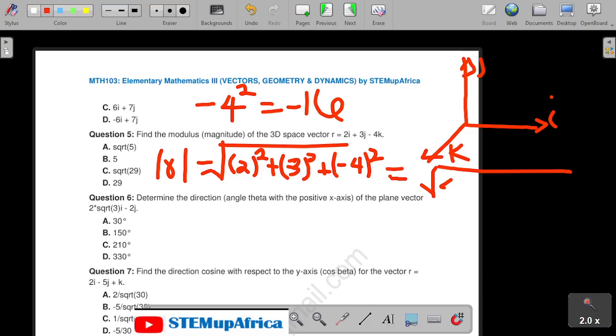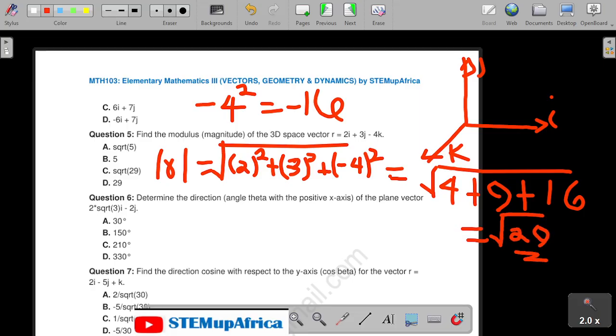So if I square 2, I have 4. If I square 3, I have 9. If I square minus 4, I will have 16. So what do we have? We have the square root of 29. If you add up, I have square root of 29, which is option C.